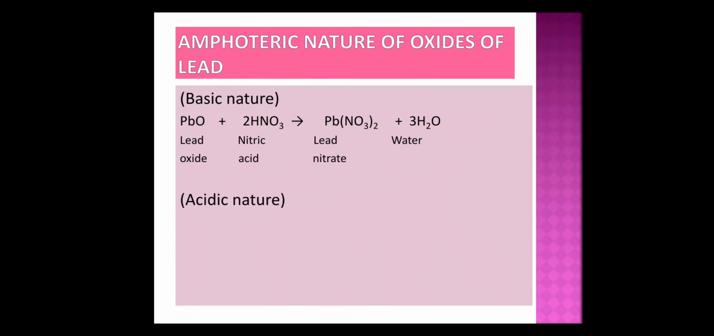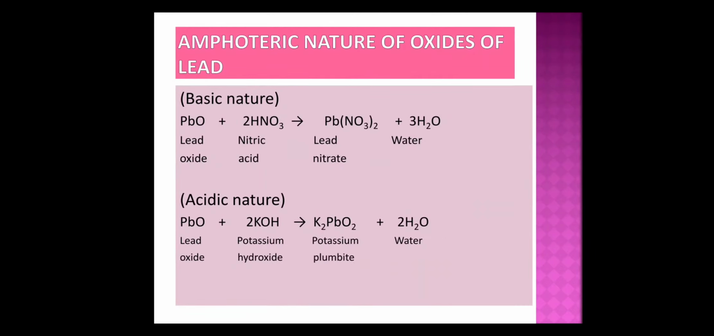Let's see its acidic nature. Lead oxide reacts with potassium hydroxide to give us potassium plumbite and water. So in this case, lead oxide reacts with the base to give us salt and water. Since lead oxide shows both basic as well as acidic nature, it is considered as amphoteric.